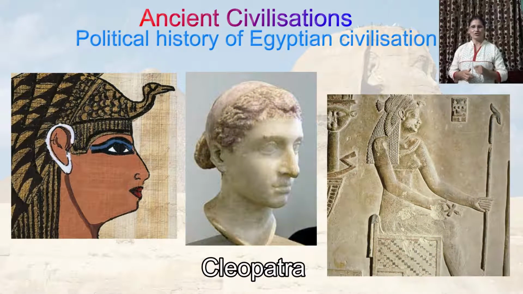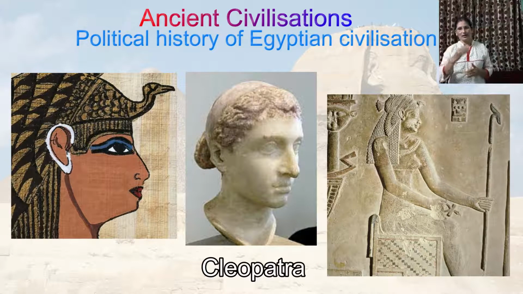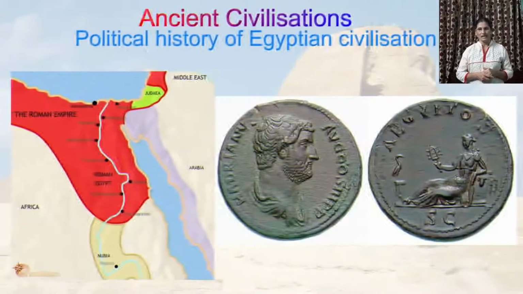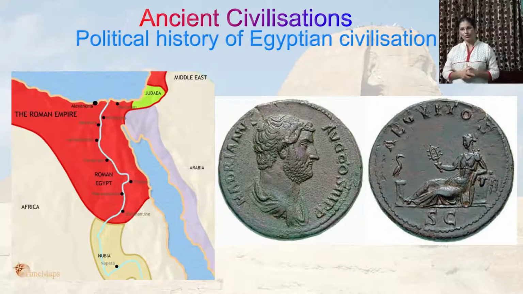The last ruler of the dynasty was the popular queen named Cleopatra. Children, Cleopatra was a beautiful lady, and there's an English movie about her. If you get a chance, watch the film. And after her rule, eventually Egypt became a province of Rome.